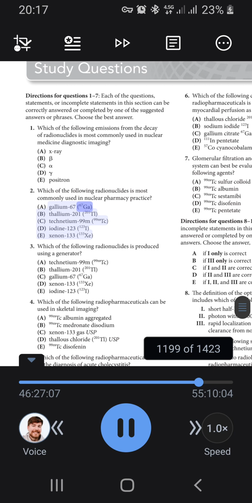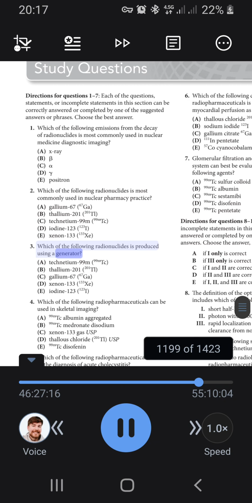A. Gallium-67, 67Ga. B. Thallium-201, 201Tl. C. Technetium-99m, 99mTc. D. Iodine-123, 123I. E. Xenon-133, 133Xe. 3. Which of the following radionuclides is produced using a generator?